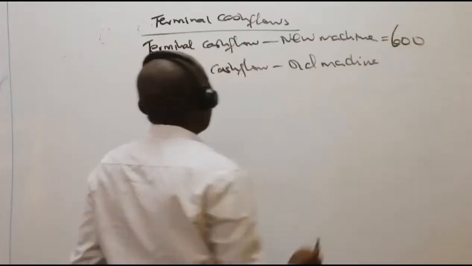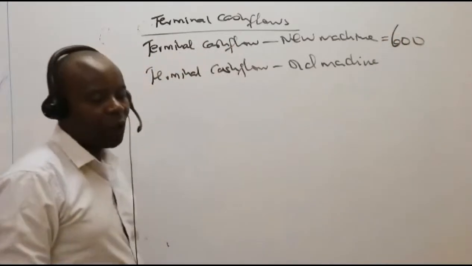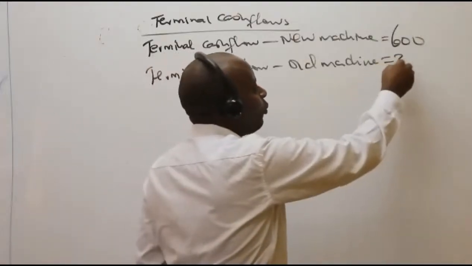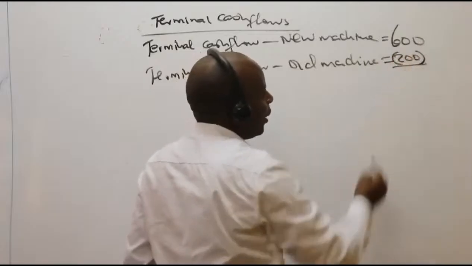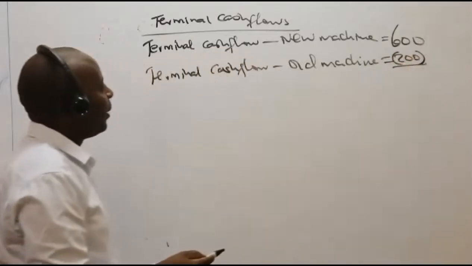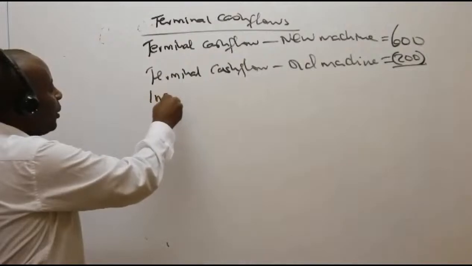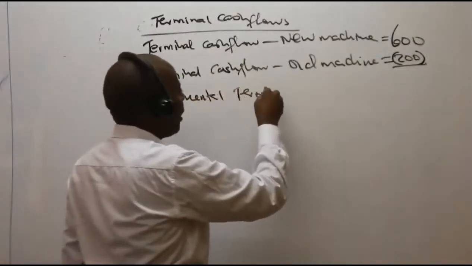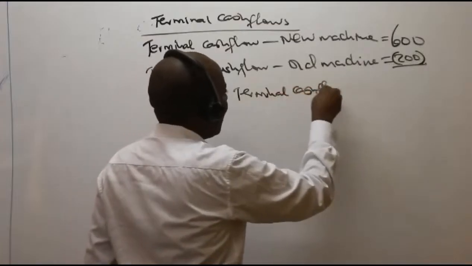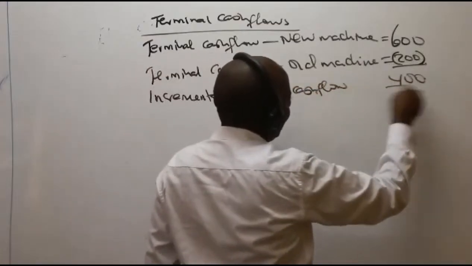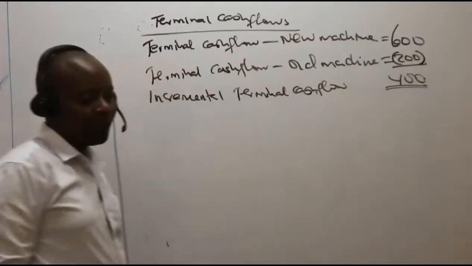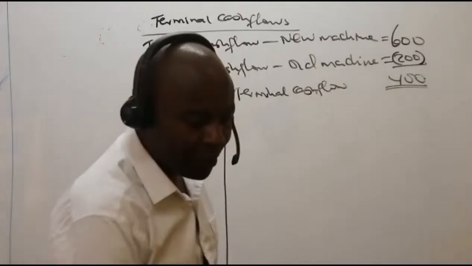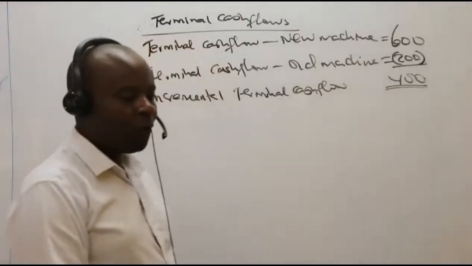How about the terminal cash flow of the old machine, which we'll have to forego? It is 200. So in short, ladies and gentlemen, our incremental terminal cash flow will be 400, like that. Remember that this is a one-off figure. It's a lump sum figure.